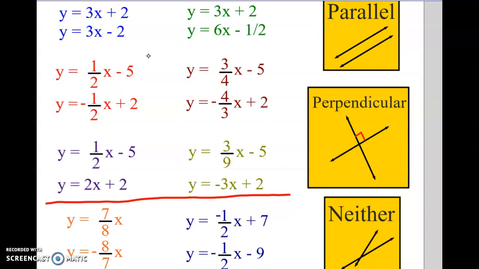All right, here we go. So this first blue pair is going to be parallel because they have the same slope of 3. The green one is neither. The slopes are pretty different, and they're not opposite reciprocal ones. Next one is, again, neither. They are one positive, one negative, but they're not reciprocals.